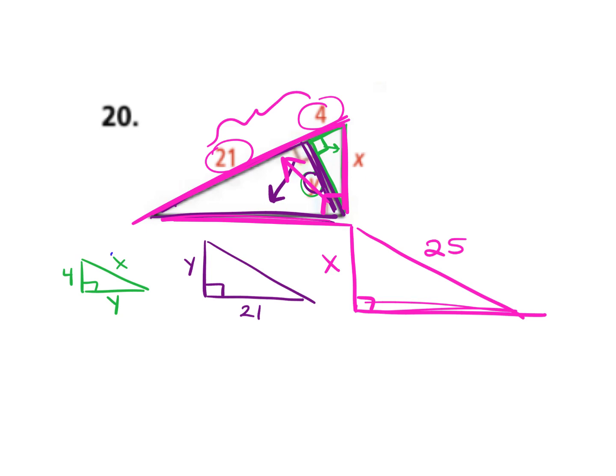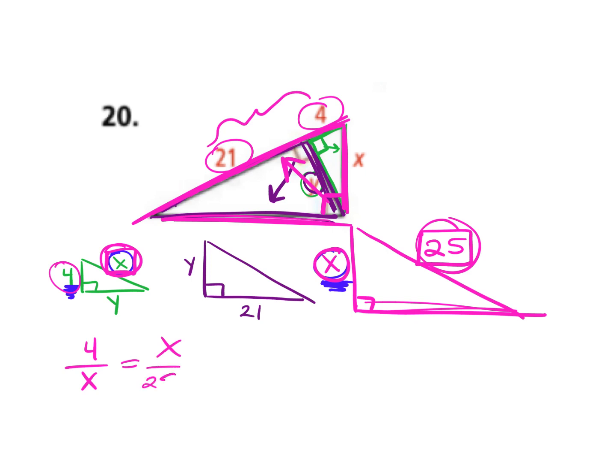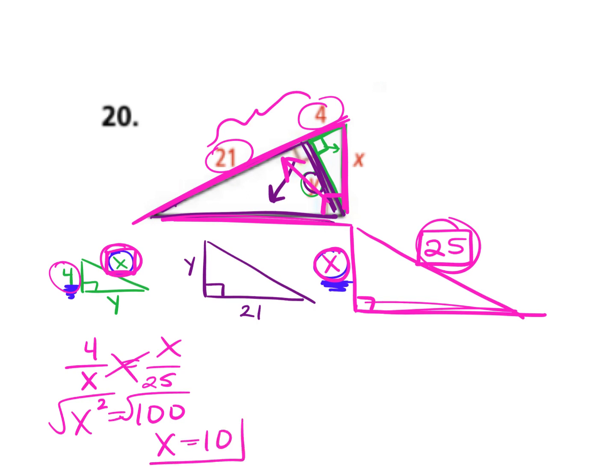So if I'm going to solve for x, here's an x, here's an x, okay? You're going to set that up. This x would correspond to the 4. This x would correspond to the 25, right? So this is a shorter leg over a shorter leg. So 4 over x equals x over 25. Okay, when you cross multiply that, you get x squared equals 100, and then we take the square root. So x is 10 on this guy.